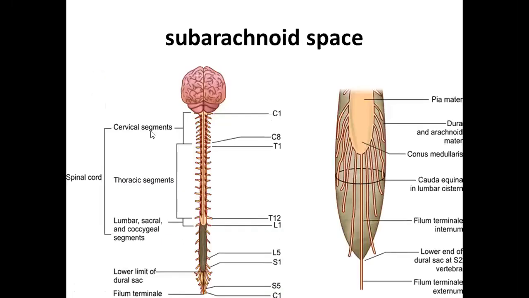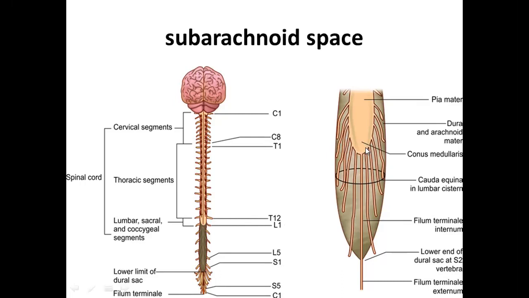Look at this. Before I talk about the subarachnoid space, I want you to know that the lower end of the spinal cord here is conical in shape. The lower end of the spinal cord ends here at the level of the lower border of the first lumbar vertebra, and it is conical like a cone, called the conus medullaris. Conus means cone, and medullaris means spinal medulla, which is the spinal cord. So conus medullaris is the name of the lower end of the spinal cord.